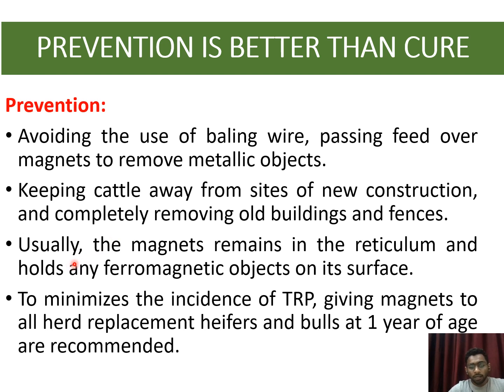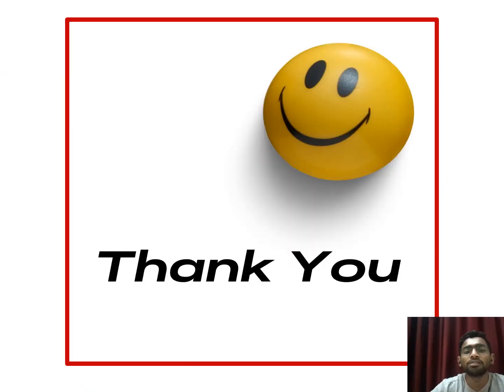And again, we can place magnets in the reticulum, which will hold all these metallic objects. Also, to minimize the incidence of TRP, giving magnets to all herd replacement heifers and bulls at one year of age is recommended. Okay, this is the end of this lecture.